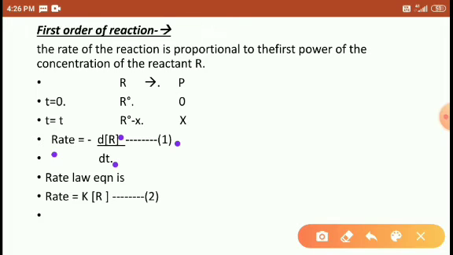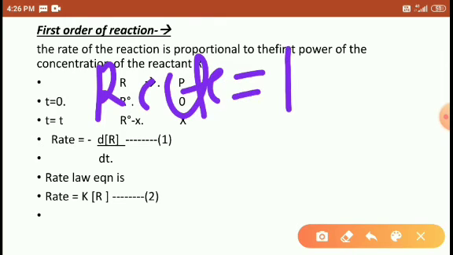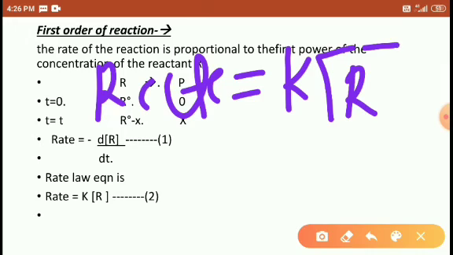Rate law: rate is equal to k into the concentration of R. Here the power of the concentration is 1, students. When nothing is mentioned on the concentration of the reactant, the rate is equal to k times the concentration of the reactant. Here the power is 1, students. When we are not mentioning it, it means the power is 1, right students?